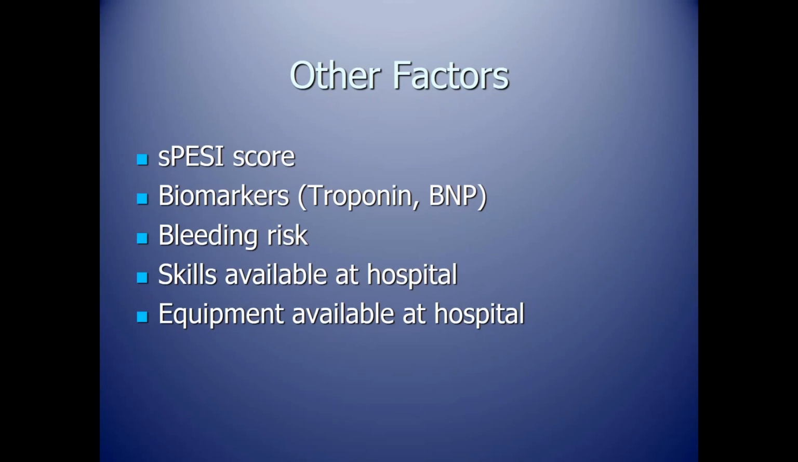We do look at biomarkers. There are studies that have shown when both biomarkers are elevated along with RV dysfunction, they have a higher incidence of clinical deterioration or requirement of escalation of therapy. We're going to look at patients' bleeding risks. You're going to look at the skills that are available by the physicians in your hospital, as well as the equipment available at your hospital.